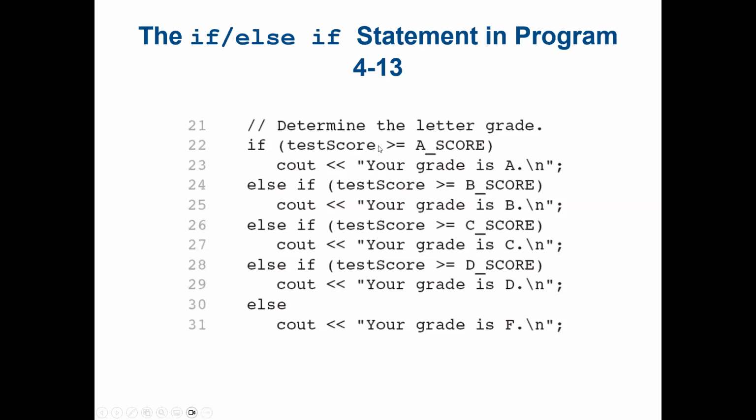So for example, here we say if test score is greater than or equal to A score, then we're going to print your grade is A. Else, if your score is greater than or equal to B score, then your grade is B. Else, if the test score is greater than or equal to C score, we print your grade is C. Else, if your test score is greater than or equal to D score, then your grade is D. So for the first four, A, B, C, D, we have conditions to test. If all the conditions are false, then the last option will be cout: it means your grade is F. You fail.